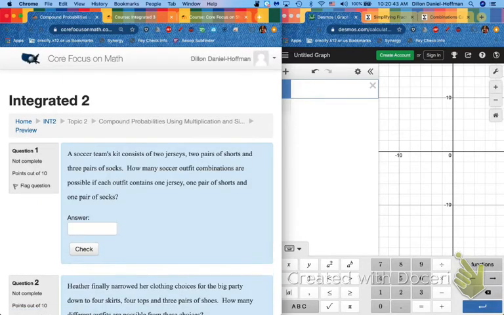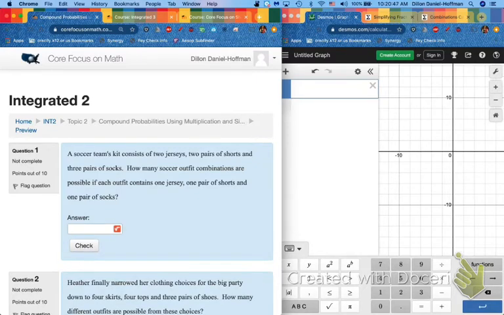It says a soccer team's kit consists of 2 jerseys, 2 pairs of shorts, and 3 pairs of socks. How many soccer outfit combinations are possible if each outfit contains 1 jersey, 1 pair of shorts, and 1 pair of socks? A reminder that we're going to use what's called the multiplication principle of counting, which says to figure out how many total combinations or outcomes are possible given a number of things, you figure out how many combinations are possible for each individual thing, and then you multiply them together.